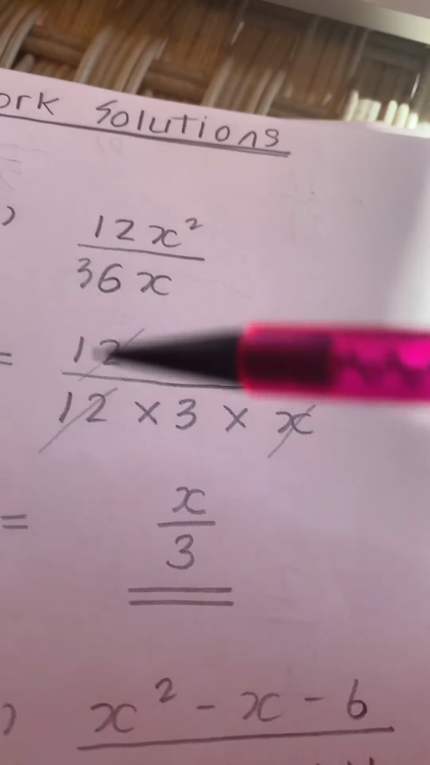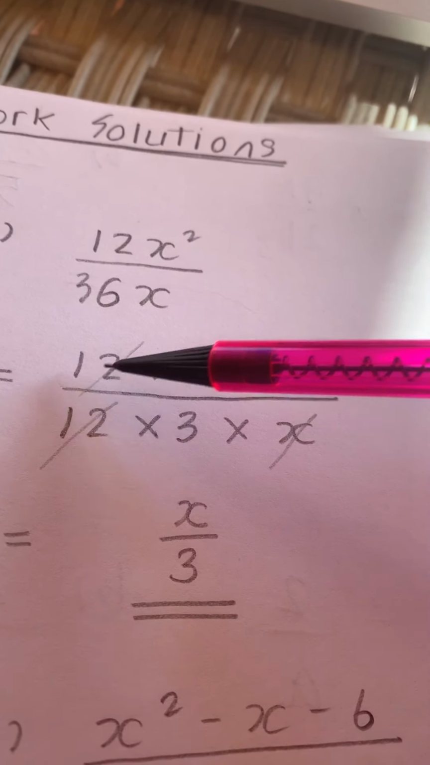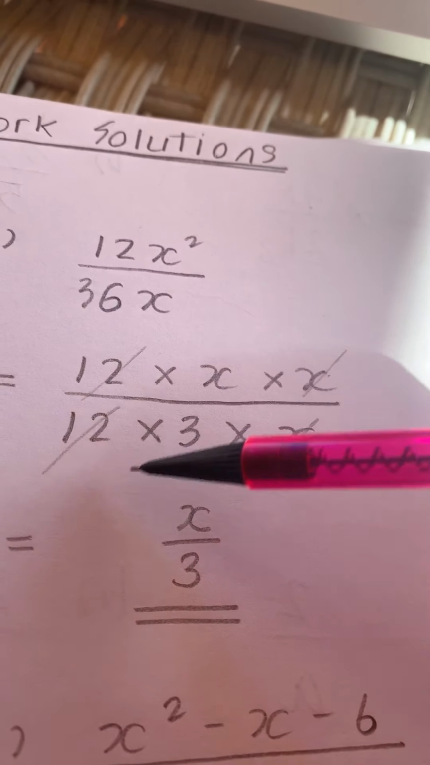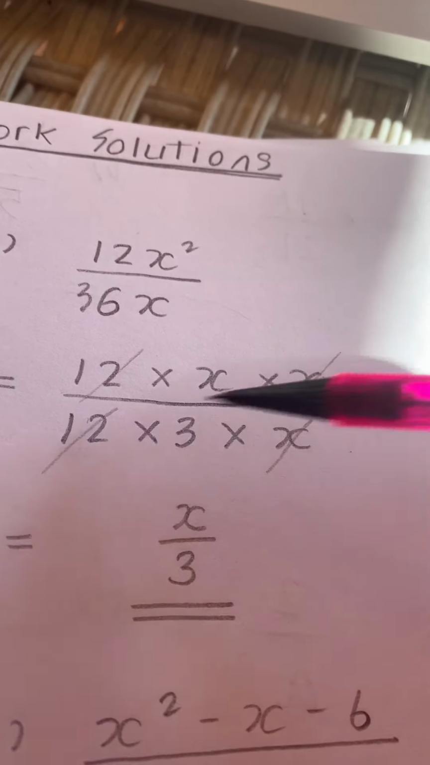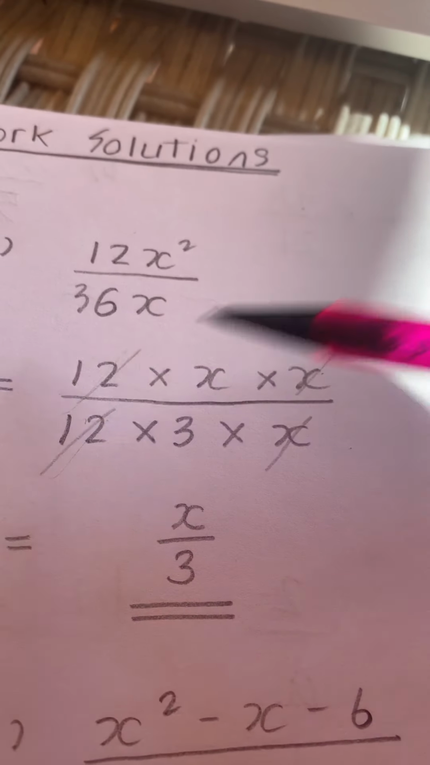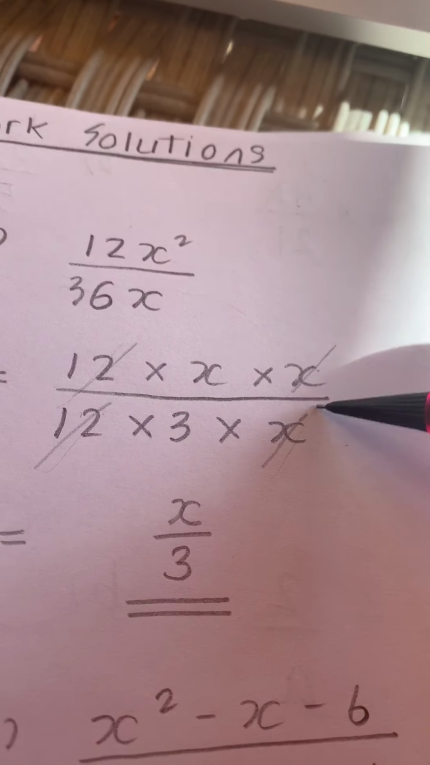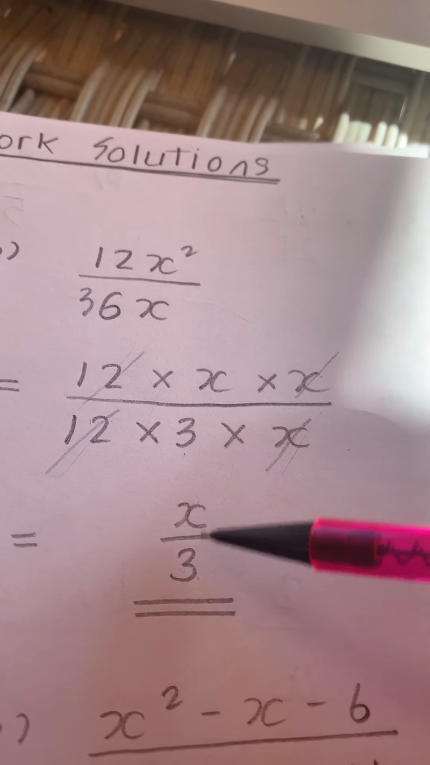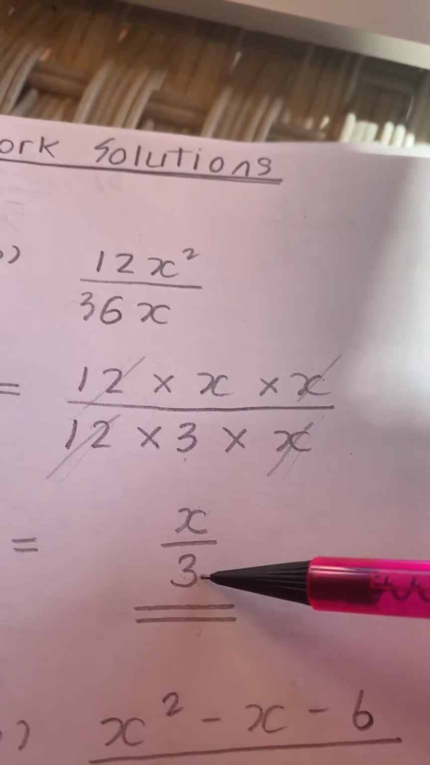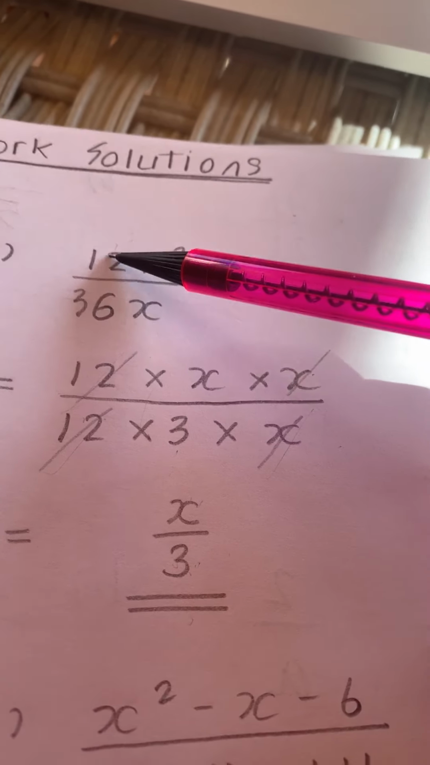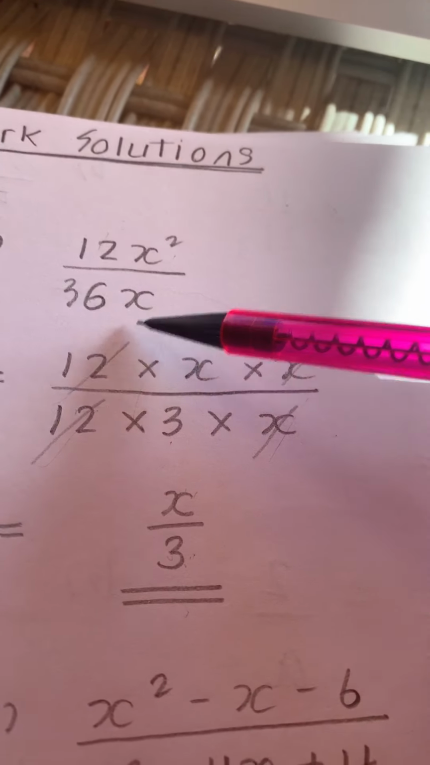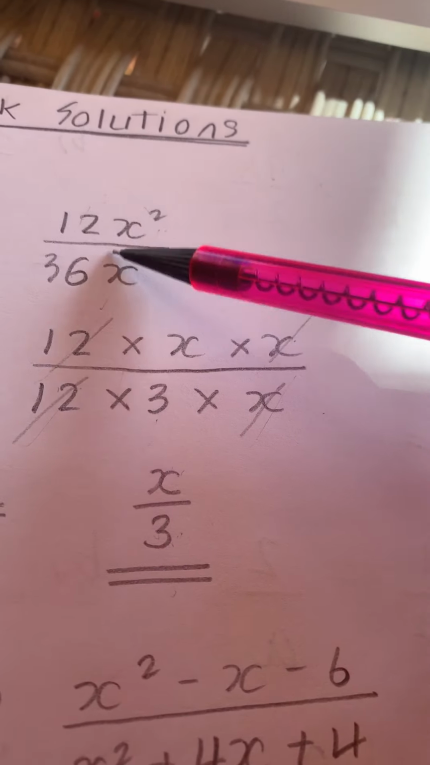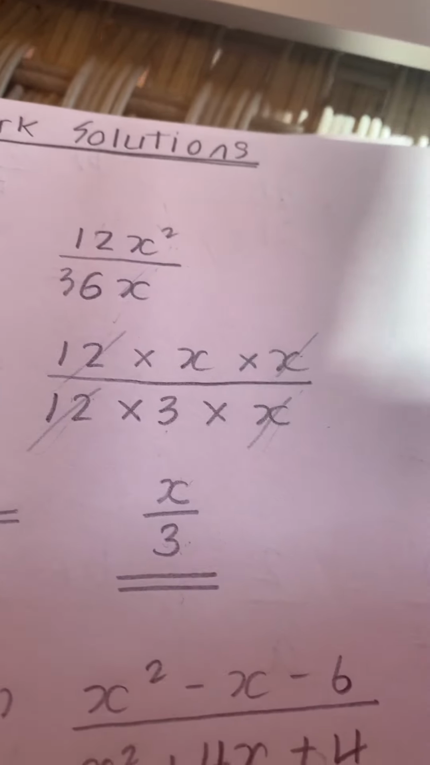Second one, again, I've just broken it down for you. So 12 comes from 12 times 1, you get your x squared, x times x, and your 36 comes from 12 times 3 times x. So I've then just cancelled the 12 top and bottom, and I've cancelled one of the x's top and bottom. So overall, I'm left with x and a 3, which is my final answer. Again, you could have jumped straight to that if you'd noticed that 12 over 36 is just a third, and x squared over x, well, one x cancels on the top and one on the bottom.